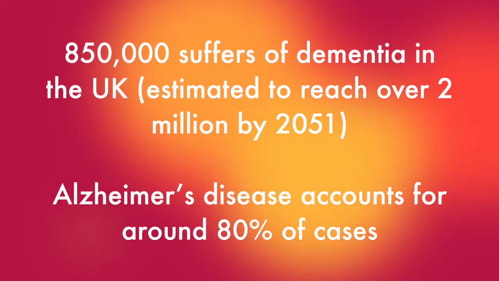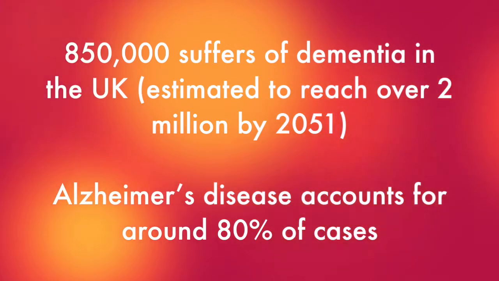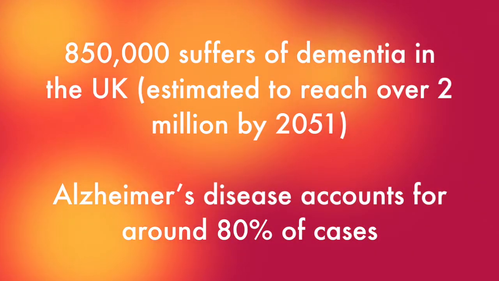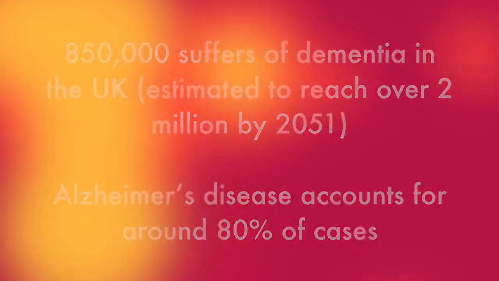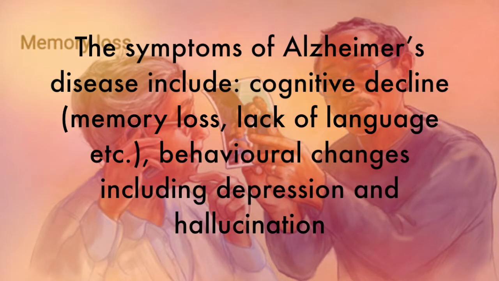Currently in the UK, there is an estimated 850,000 dementia sufferers. This number is predicted to reach a whopping 2 million by 2051. Of these 850,000 dementia sufferers, Alzheimer's makes up 80% of all cases. This just shows how prevalent Alzheimer's disease is in comparison to the other neurodegenerative diseases.